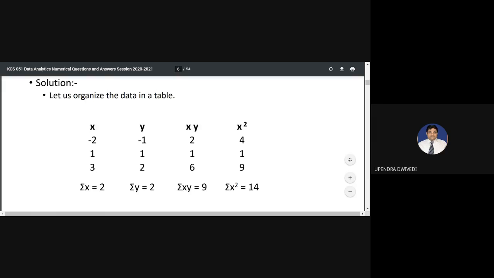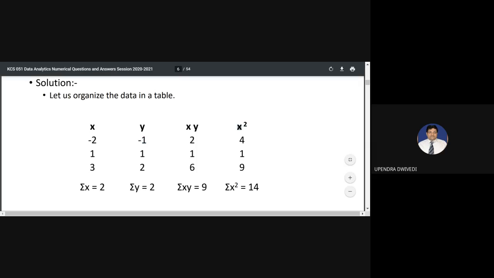So we'll write the corresponding x values. x1 is minus 2, x2 is 1, x3 is 3. y1 is minus 1, y2 is 1, y3 is 2. And we'll take x into y, so we'll multiply x into y. The values will be the multiplication of x1 into y1, so it will become 2, 1 into 1 is 1, 3 into 2 is 6.